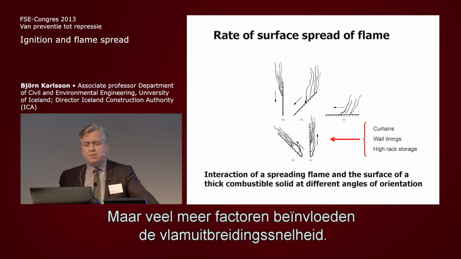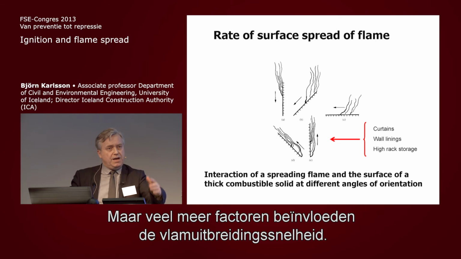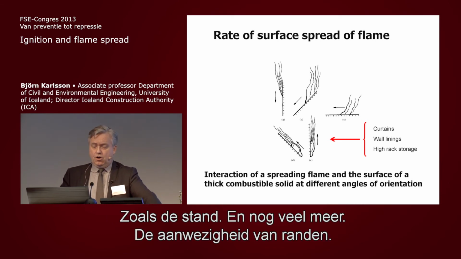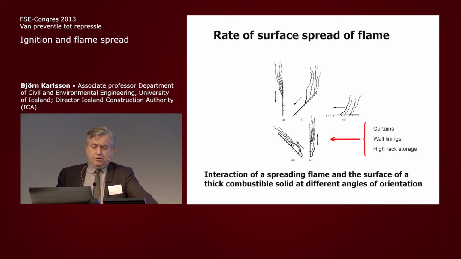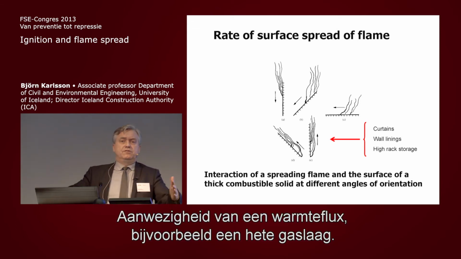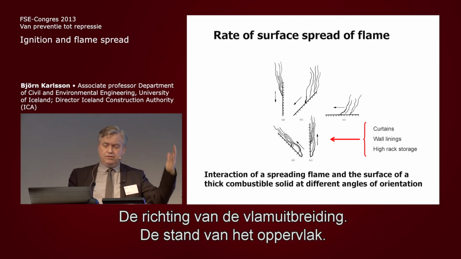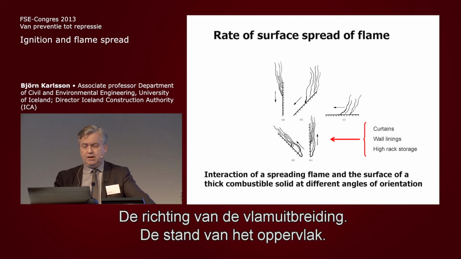But there are very many other factors that affect the flame spread rate, like the orientation, the presence of edges, the presence of some imposed heat flux, let's say a hot gas layer, or the direction of spread, the orientation of the surface.